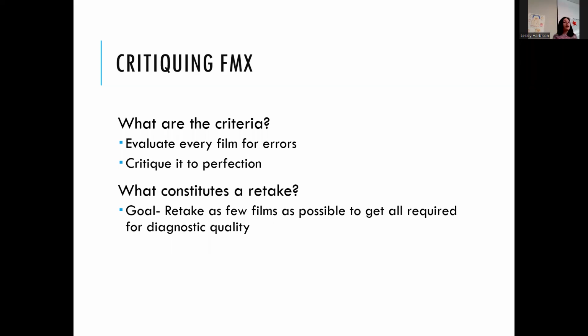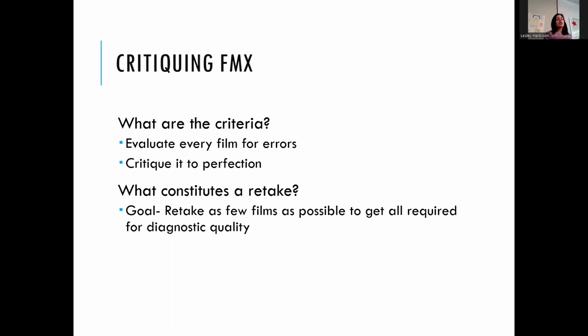We want to evaluate every single film for error and we critique to perfection. But remember, that's like one category. And then we have retake as our other category. And those two can be very different. So sometimes it ends up a film that you've critiqued also obviously needs to be retaken because of those errors, but sometimes you critique it and it has errors, but you don't have to retake it because it's still diagnostic. It still gives you the information you want.